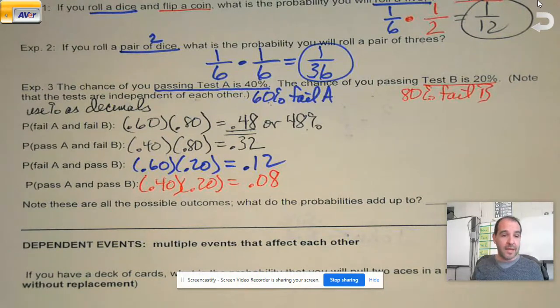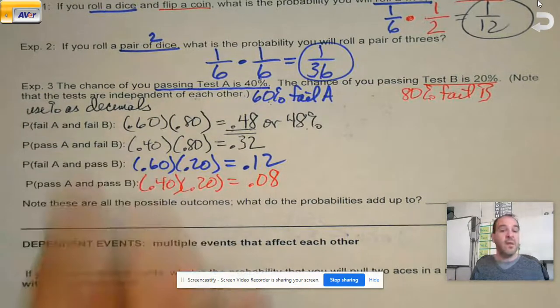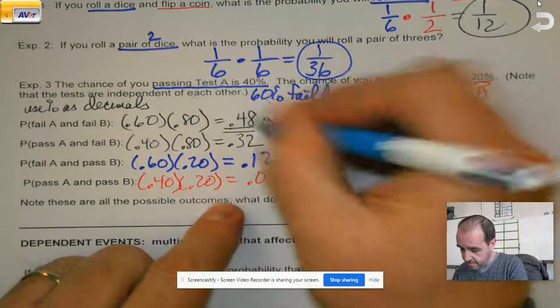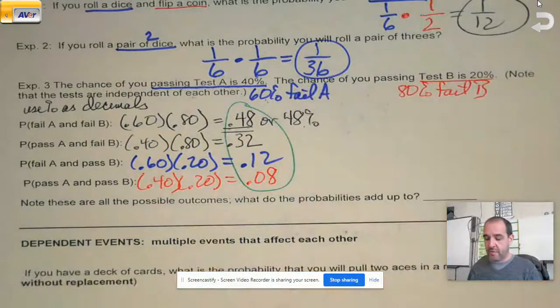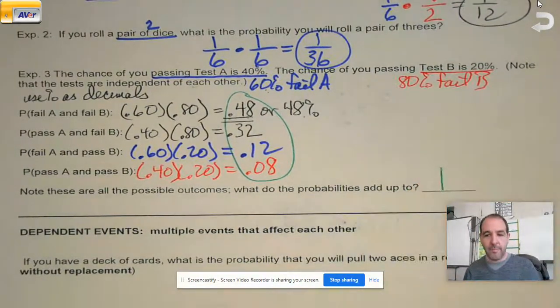Note, this is every possibility. Fail, fail, pass, pass, fail, pass, pass, fail. That's the only 4 options there are. But if you add those numbers up, if you add up those 4 values, what do you get? 1, because that's the entire sample space. Okay. Now, one last thing.